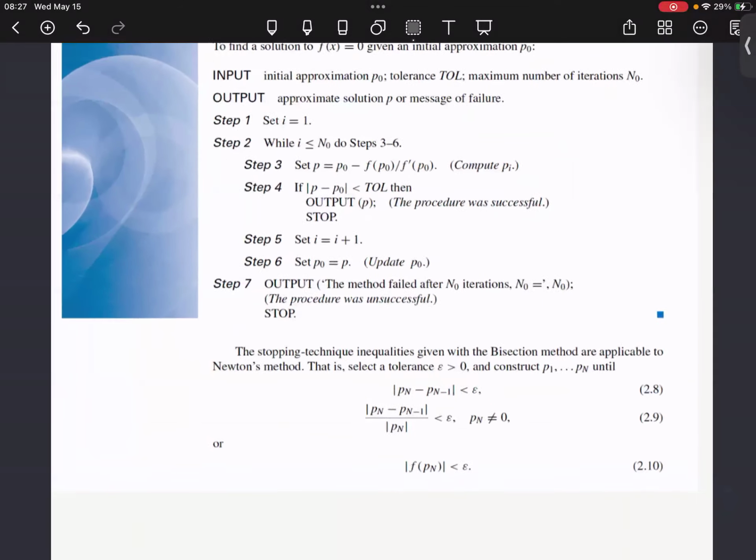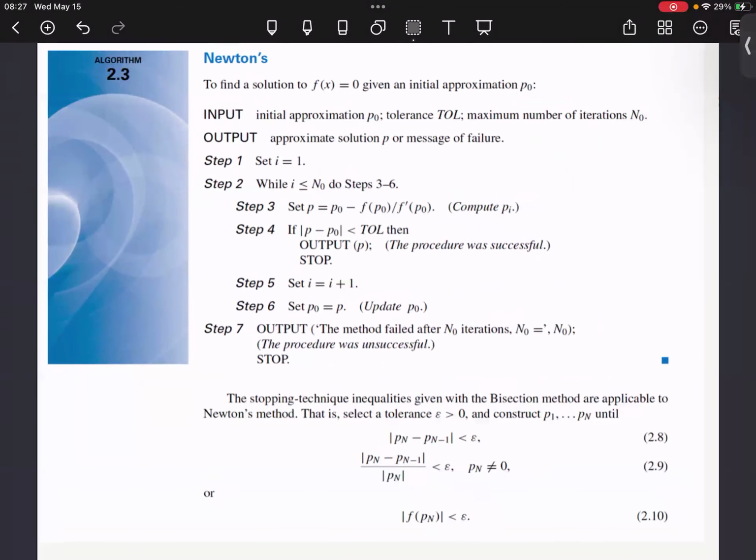For this Newton's method, if you take a look at the pseudocode, there is some difference from the idea we have. We have a sequence of Pn, but in this pseudocode, we just need to use 2 points to make the algorithm work. So here we just use P and P0 to help us update the number.